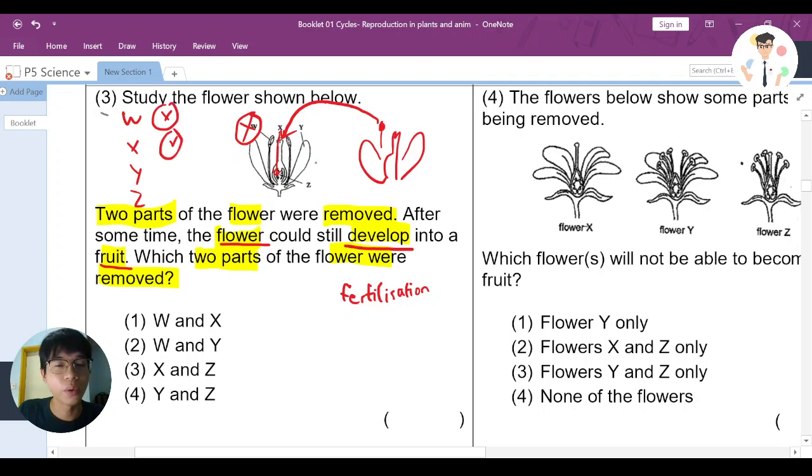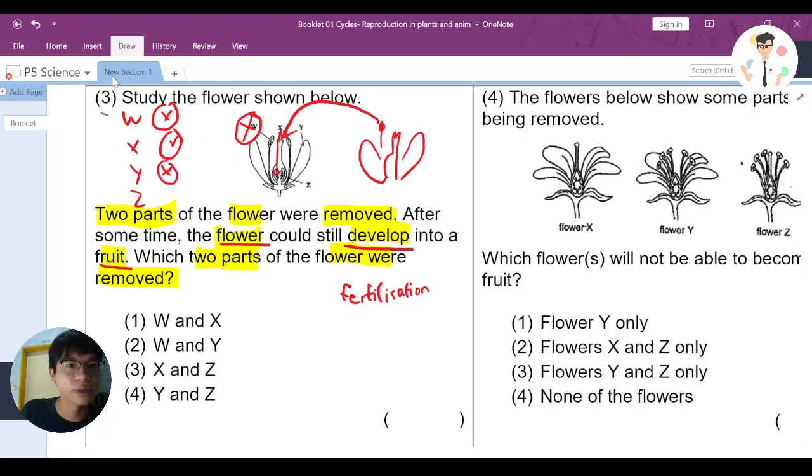How about Y? Y is petals, which is actually for attracting pollinators. But does it have the main role in fertilization or developing into a fruit? Not really, right? Okay, so Y I think we can remove.